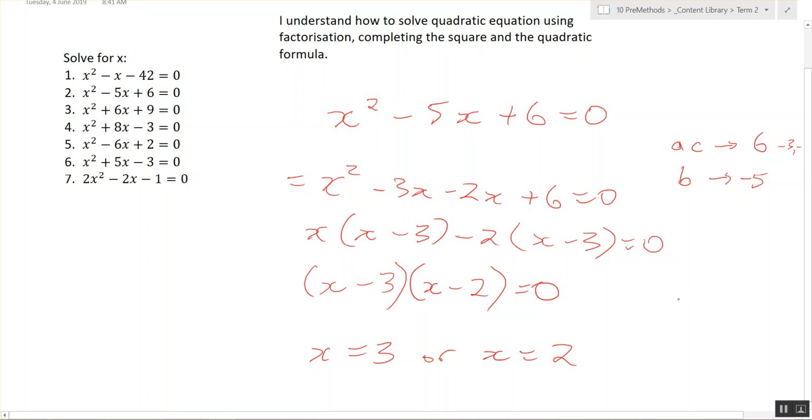Does that make sense? And then I've factorized it again. So both this and this have a factor of x take 3. Does that make sense? And we've got x take 2 left over.